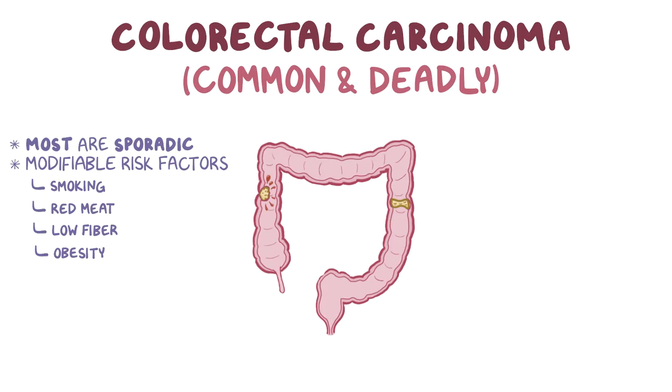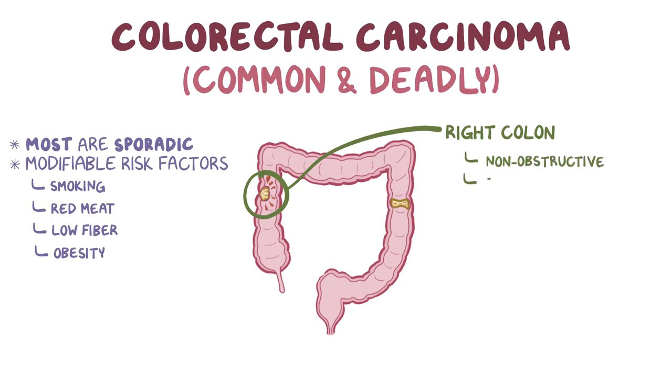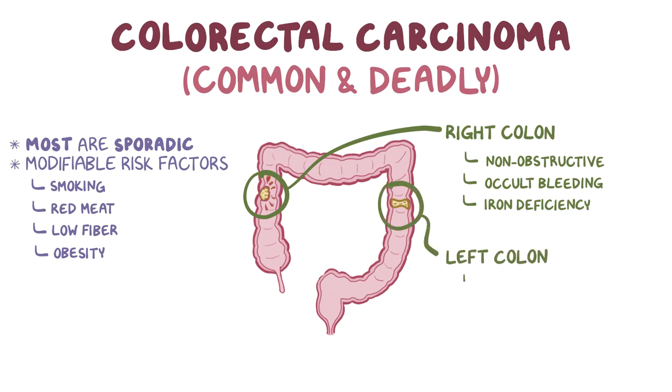Symptoms can vary based on the tumor's size and location. Tumors of the right colon generally don't cause bowel obstruction, and instead can cause occult bleeding, which can lead to iron deficiency anemia. Tumors of the left colon, on the other hand, are generally ring-shaped masses, which can cause bowel obstruction, with constipation as well as abdominal pain.